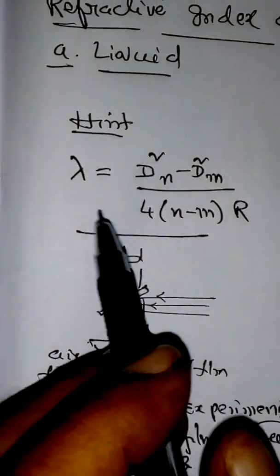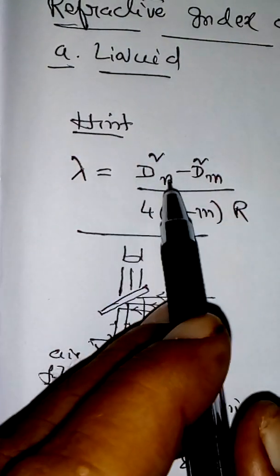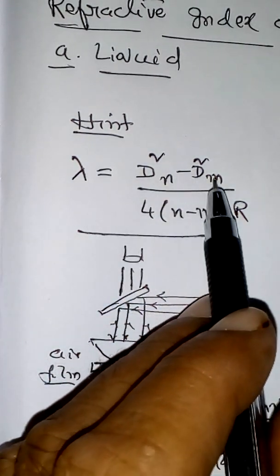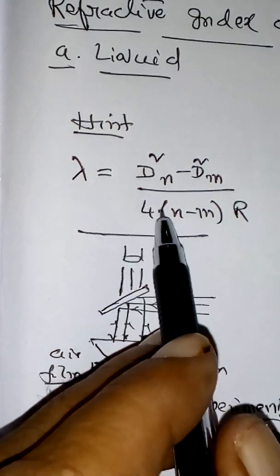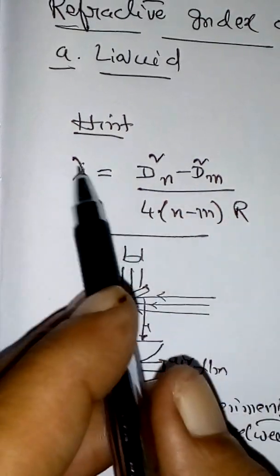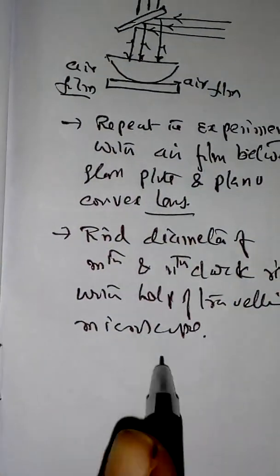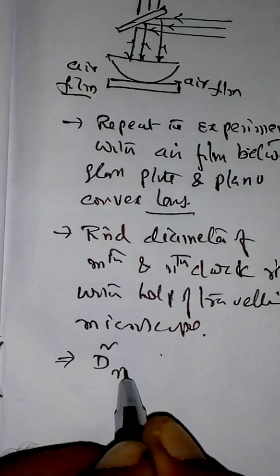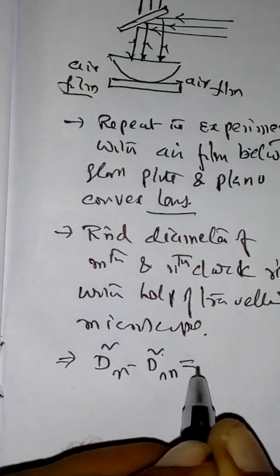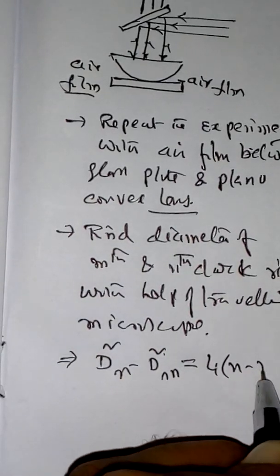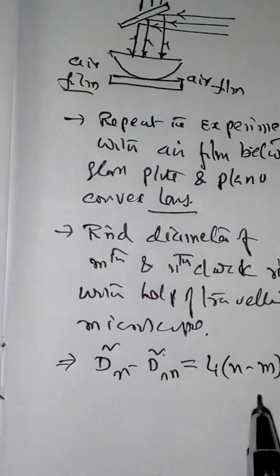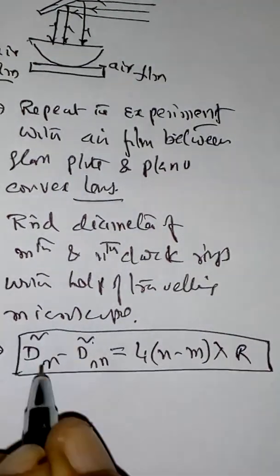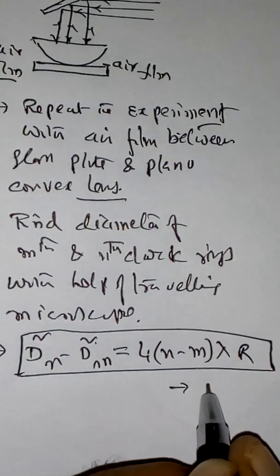Now from this formula, you can cross multiply and find the difference. When you cross multiply, d square n minus d square m will be equal to 4 into n minus m into lambda r. Call this equation 1.